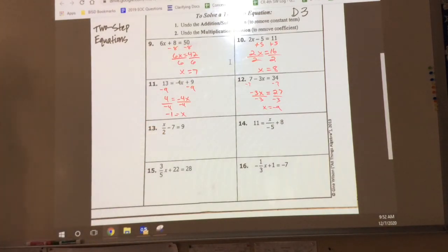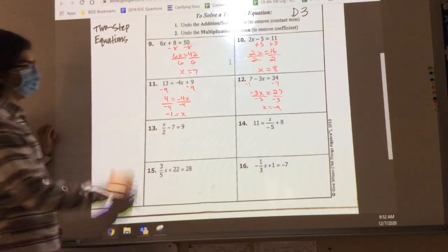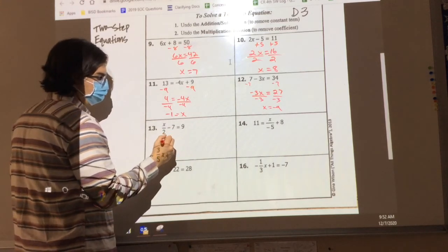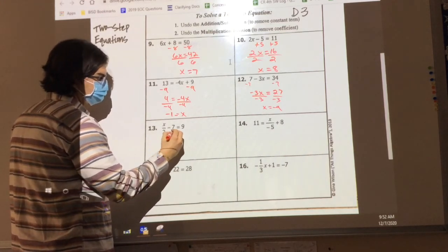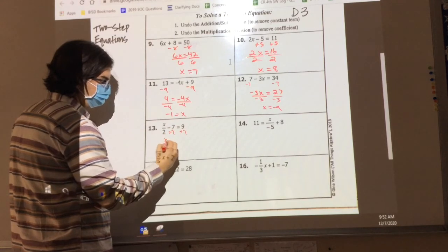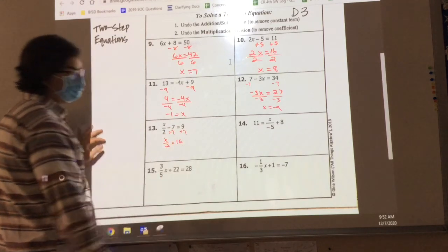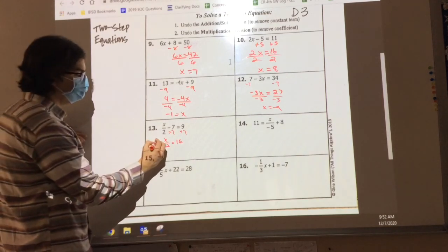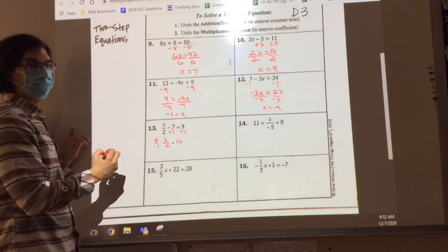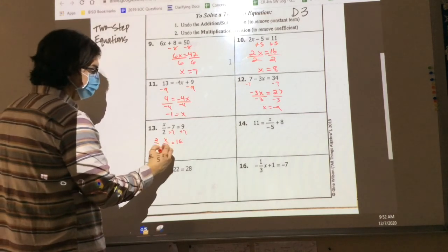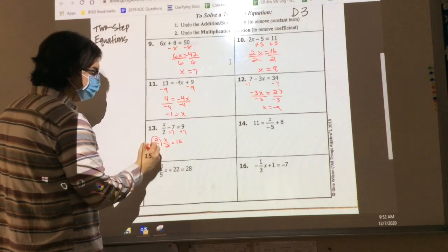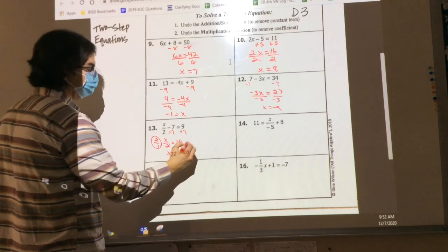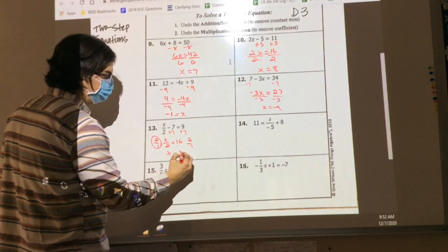All right, Nathan, what do you do first over here? 13? Yes, sir. Okay, so add 7. Good job. Okay, Kendall, what's next? Yeah, we got to flip it. And so this is going to become 2 over 1. We okay with that? And then everything cancels out. Now, Kendall, if I multiply this side by 2 over 1, good. And so I end up with x is equal to 32.